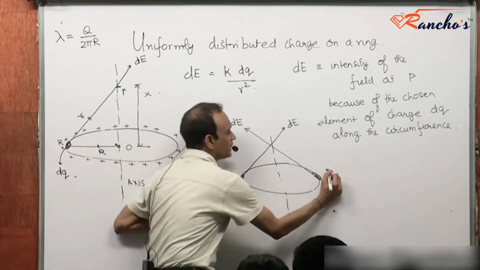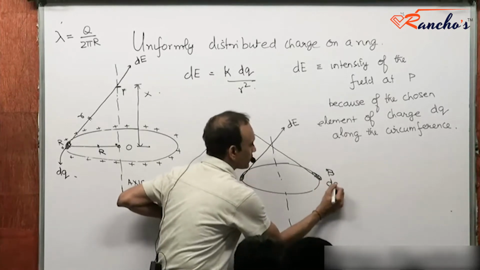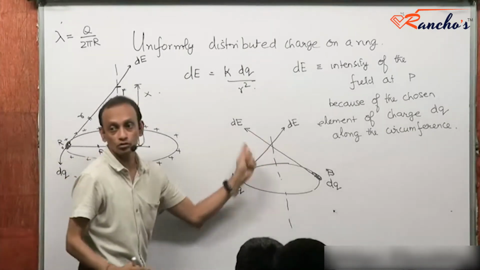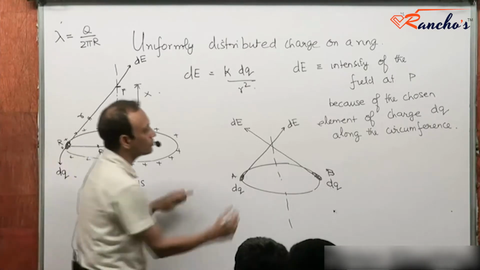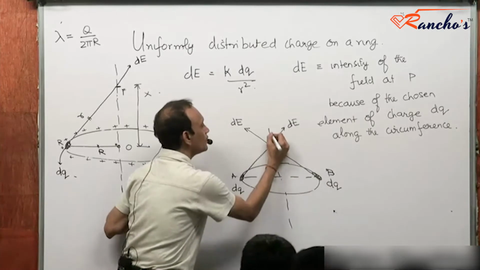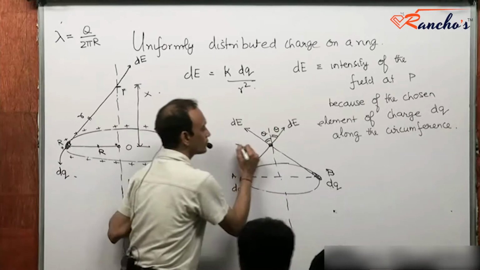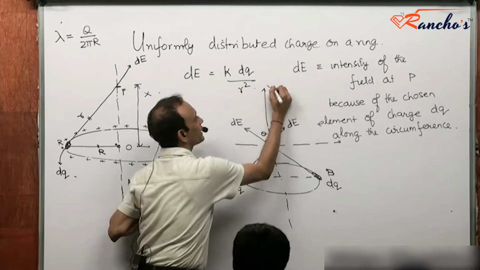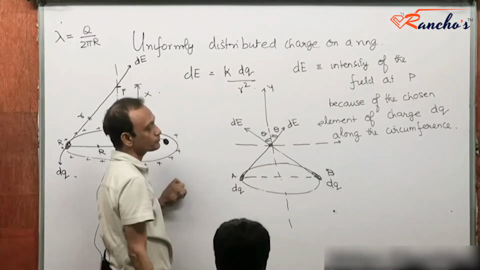A and B are diametrically opposite points where I have chosen dqs, right? And the direction of the electric field would be along the slant height of the cone, along the generator of that cone. Yes or no? Now look at this. If this angle is theta, this will be theta. This is the horizontal direction. This is the vertical direction. Vertical direction is along the axis, y direction.